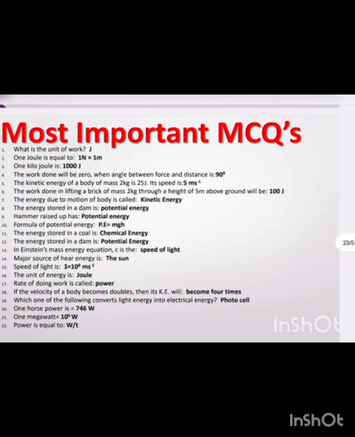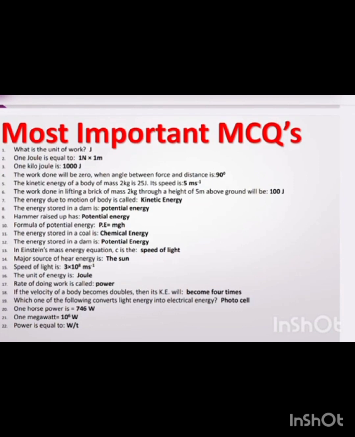The work done in lifting a brick of mass 2 kg through a height of 5 meter above the ground will be 100 joule. The energy due to the motion of a body is called kinetic energy. The energy stored in a dam is potential energy. A hammer raised up has potential energy. The formula of potential energy is PE equal to mgh.